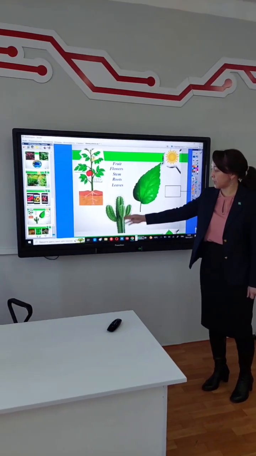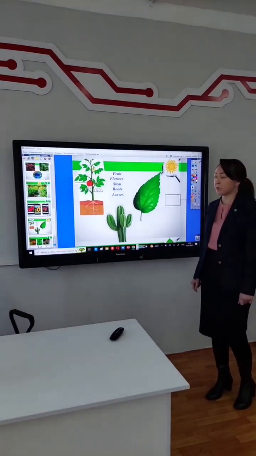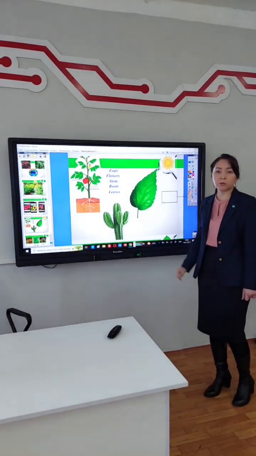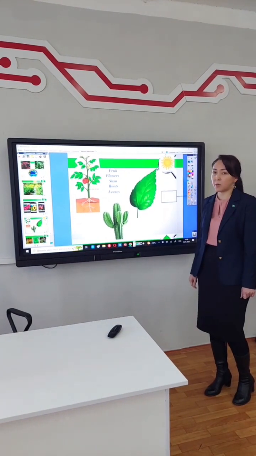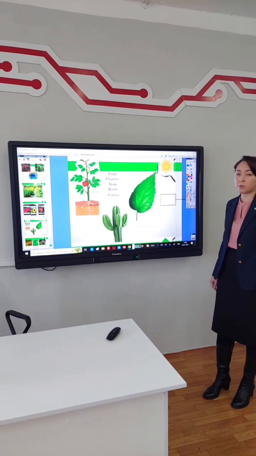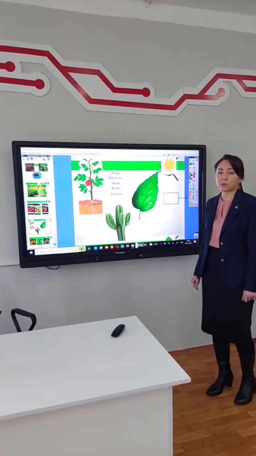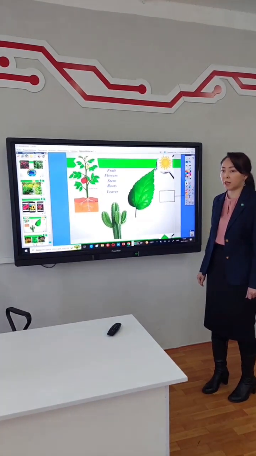And in some plants, organs have extra functions. A cactus doesn't have leaves like most plants. Instead, it has spines to protect it. Its green stem takes over the job of making food. And the swollen stem also stores water to keep the plant alive.